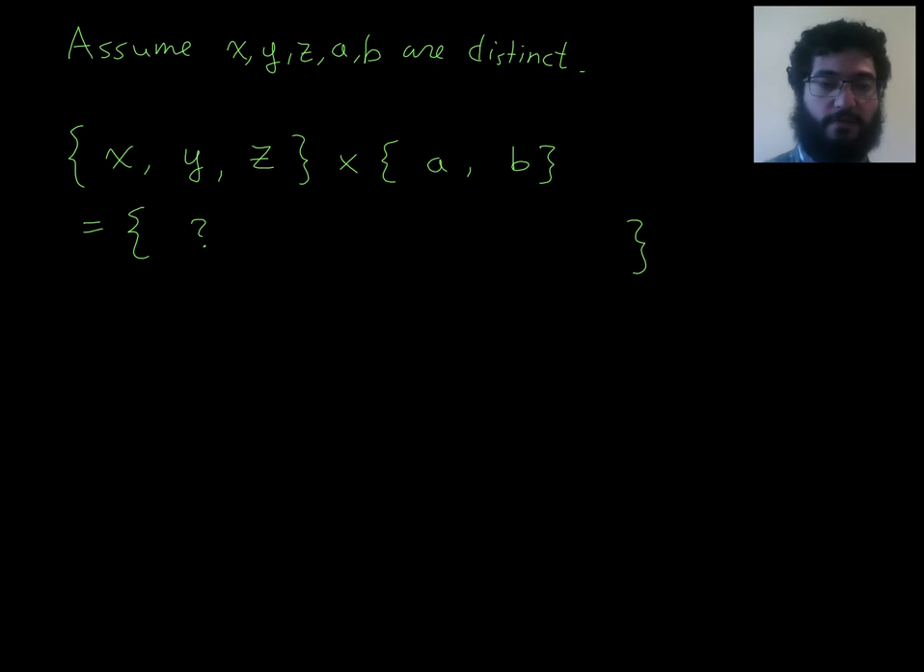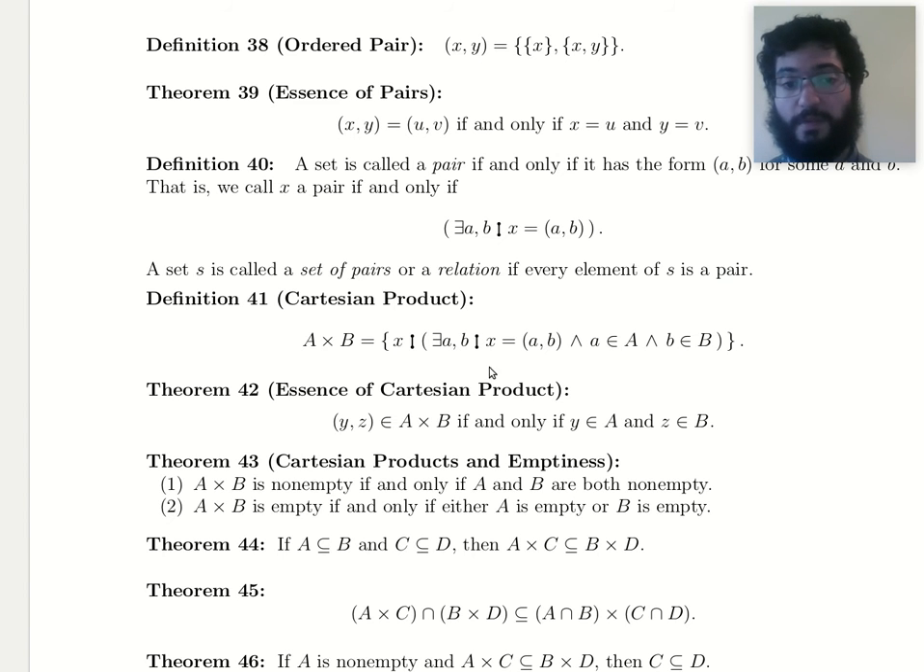I want to look at, for sets with very few elements in them that we can just list, what does the Cartesian product look like? So what is it doing when we take the Cartesian product of two sets? What are the elements of that? The fundamental thing that we can use is the definition, but not really.